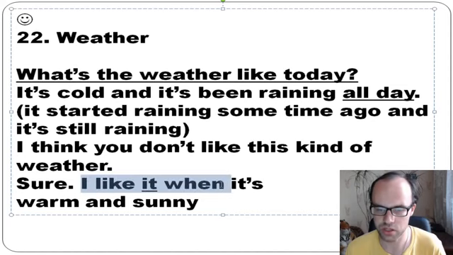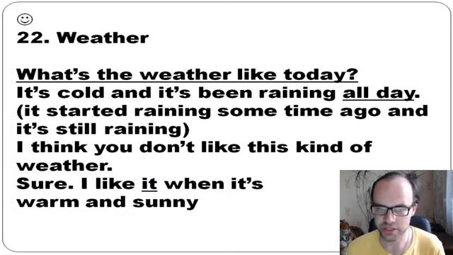Please remember this phrase. It's very important. I know that even students who have an advanced level make this mistake. So don't make it, okay? I'm really worried about it. Okay, thanks for understanding. So what's the weather like today? It's cold and it's been raining all day. It started raining some time ago and it's still raining. I think you don't like this kind of weather. Sure, I like it when it's warm and sunny.